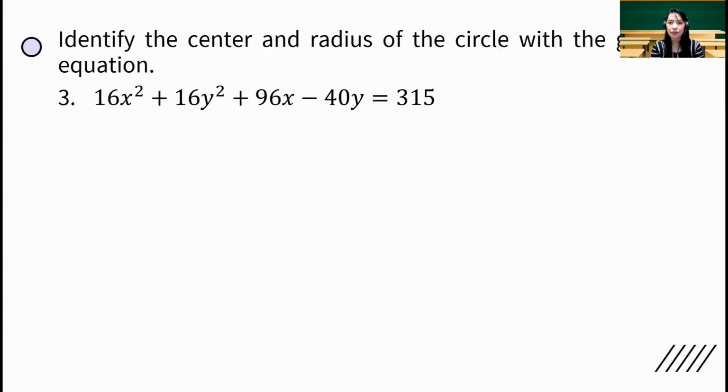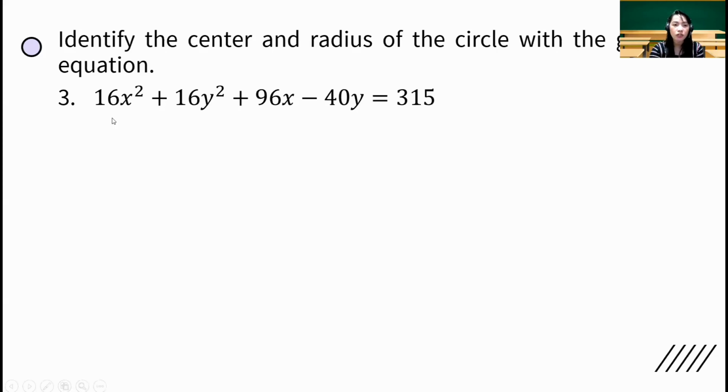In the third example, identify the center and radius of the circle with the given equation. Given the equation 16x squared plus 16y squared plus 96x minus 40y equals 315, we have to transform this one to its standard form for us to get the center and radius. Kung mapapansin ninyo kanina yung dalawang example na nauna, it's very easy to complete the square in terms of x and y kasi yung coefficient ng x squared and y squared ay 1 lang ang value.